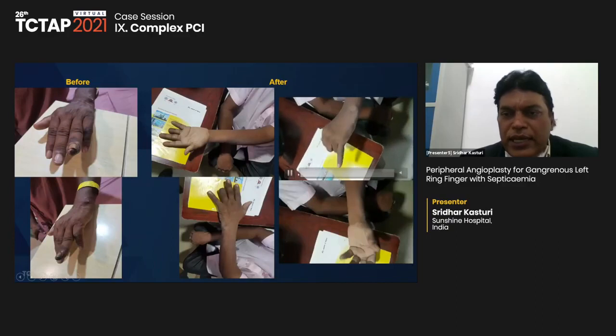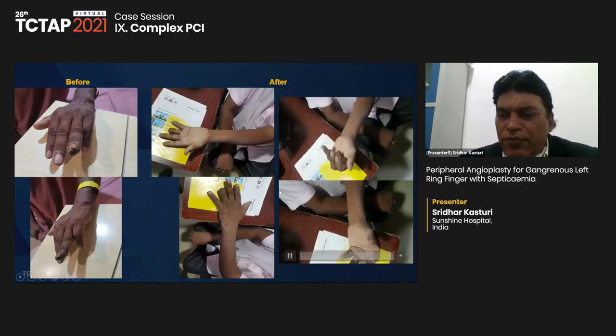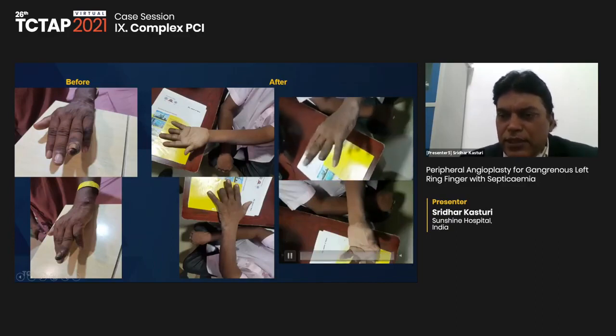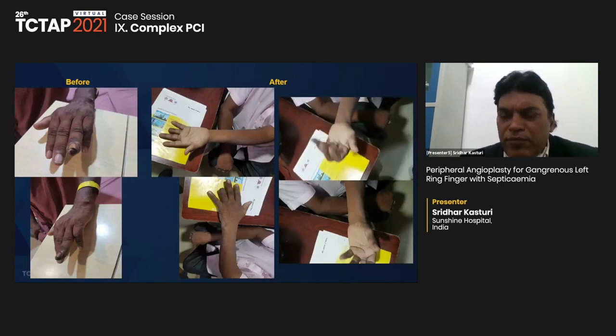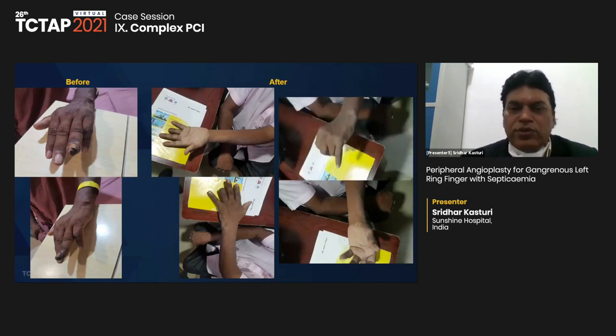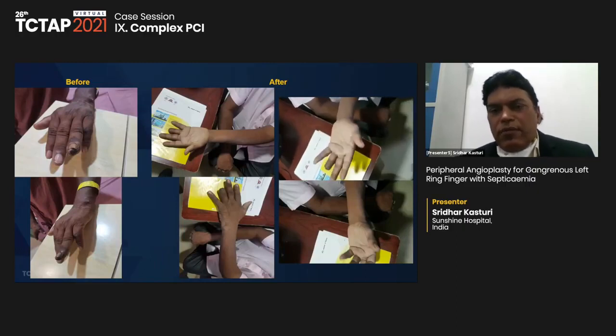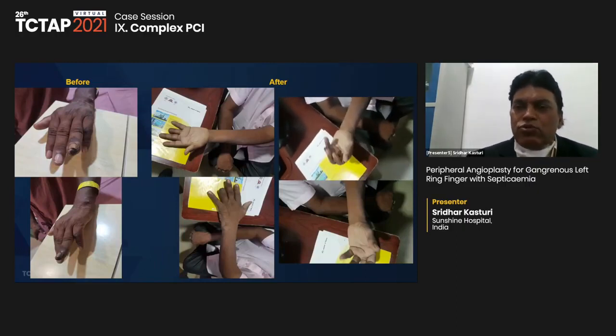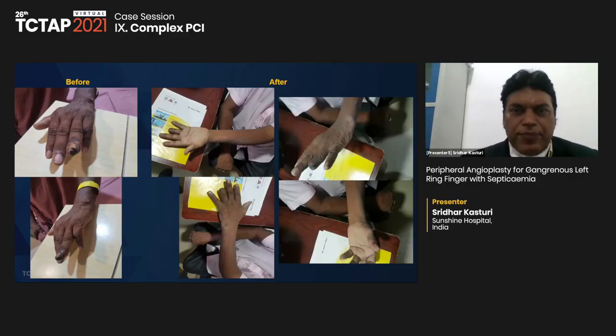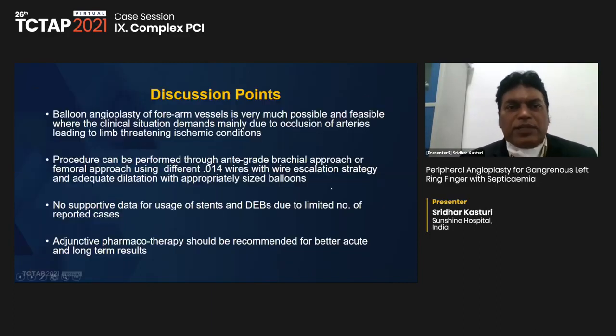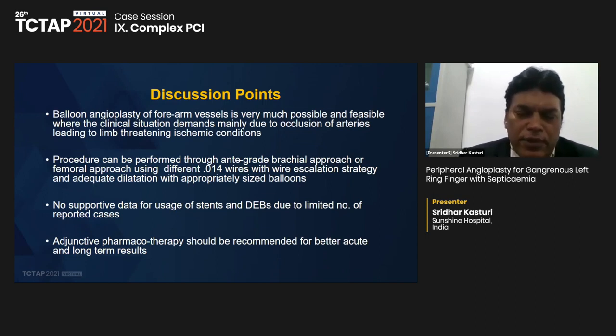You can see 1 month later, he's totally relieved of fever. The sepsis subsided and he recovered remarkably without any claudication. This case was done about 1 year ago. Even today, he's doing very well without any problems. So balloon angioplasty of forearm vessels is very much possible and feasible, where the clinical situation demands, mainly due to occlusion of radial or ulnar or even arch vessels leading to life-threatening ischemic conditions.